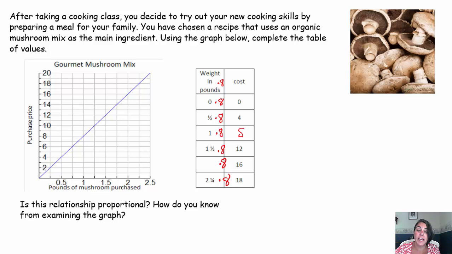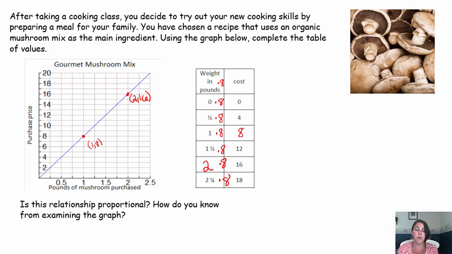So 1 times 8 is 8. So 1 pound must cost $8. Here, what times 8 is 16? Well, 2 times 8 is 16. So 2 pounds must be $16. Let's just verify that with our graph. Let's go over to 1 pound of mushroom, see where it crosses. 1 pound of mushroom is $8. Let's just double check for 2 pounds of mushrooms. Where does it cross? 2 pounds of mushrooms is $16.